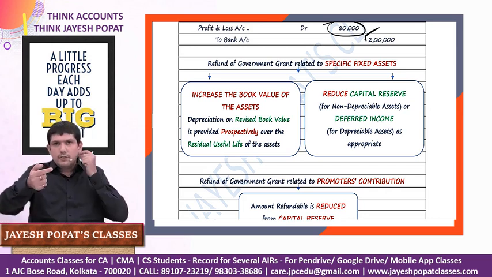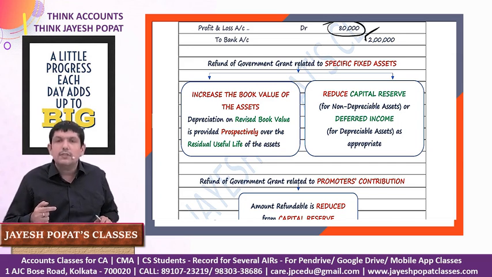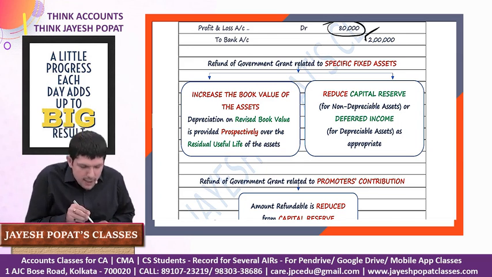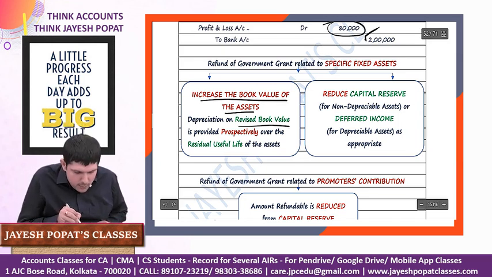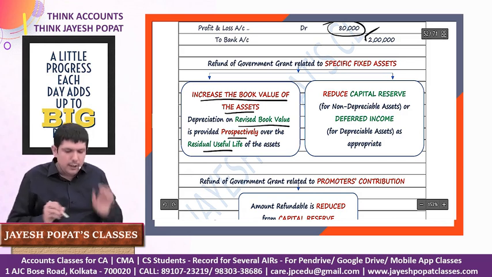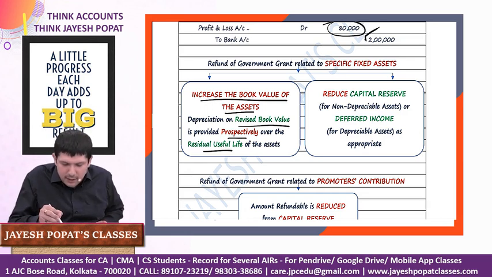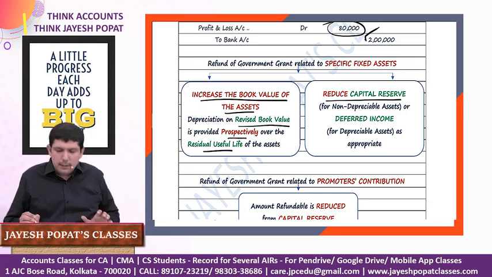So if you have taken the first method, if you have reduced the amount of grant from the book value of the asset, when you are doing the refund, you have to increase the book value of the asset. So increase the book value of the asset, and depreciation on the revised book value is provided prospectively over the residual life of the asset. If you have taken it to capital reserve, you reduce the capital reserve, you will debit the capital reserve and you will credit the bank account.